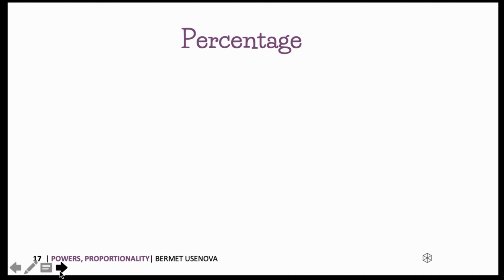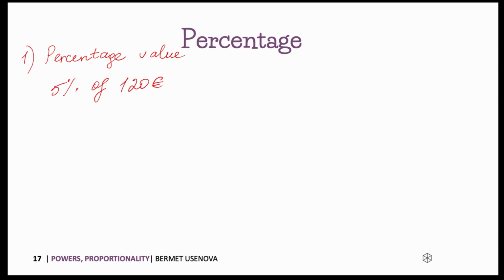So there are three typical types of problems in the calculus of percentage. The first type of problem will be finding the percentage value. For example, what is 5% of 120 euro? For example, there is a 5% discount on a dress that costs 120 euro, and we want to find out what kind of benefit we get from this discount. So 5% of 120 will be 5 divided by 100 multiplied by 120, which is 6 euros.